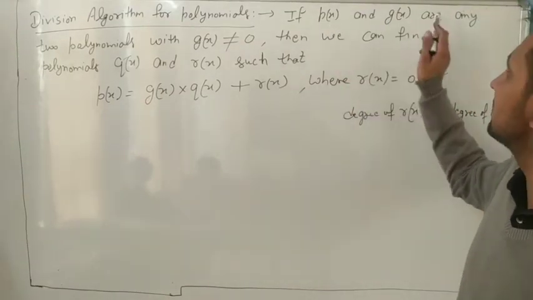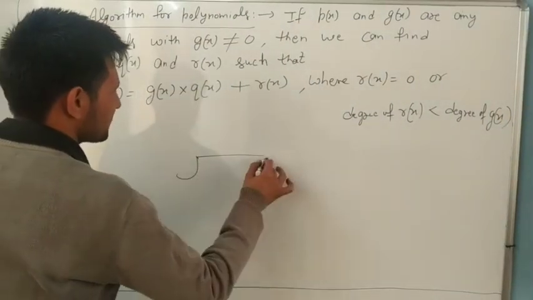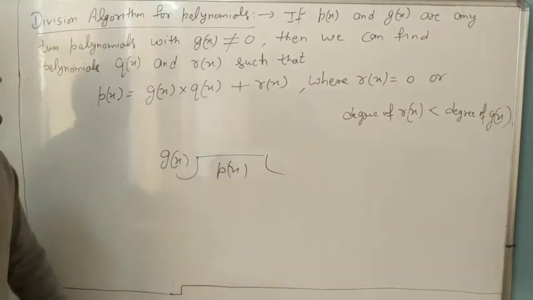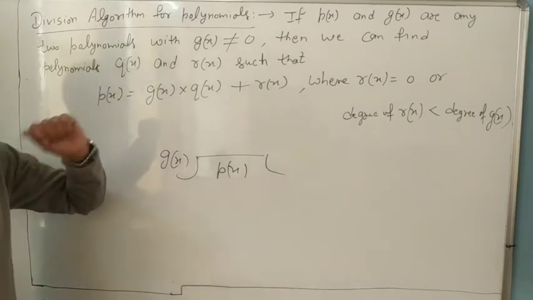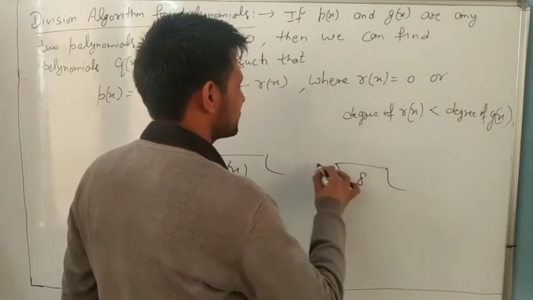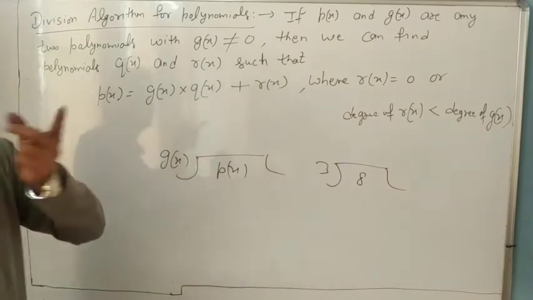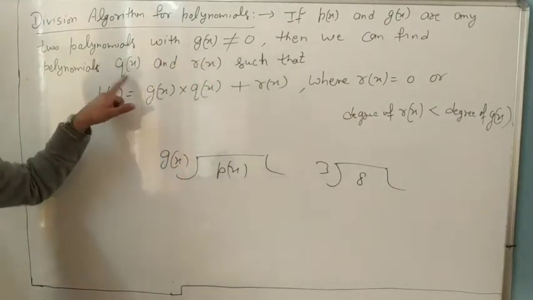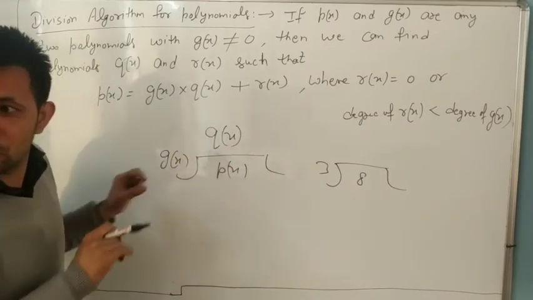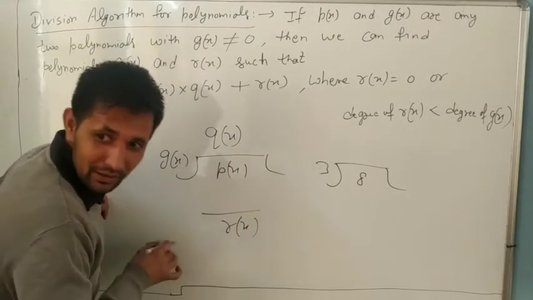First you should know what the division algorithm for polynomials is. If p(x) and g(x) are any two polynomials with g(x) not equal to 0, like this one, it is 8, it is 3, and it is never 0, then we can find a polynomial q(x). When we divide any two polynomials, we get a quotient q(x), which is also a polynomial, and in the end we get a remainder r(x), the same as in numbers.